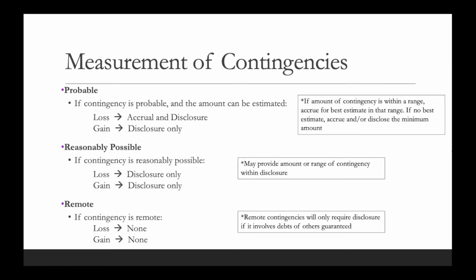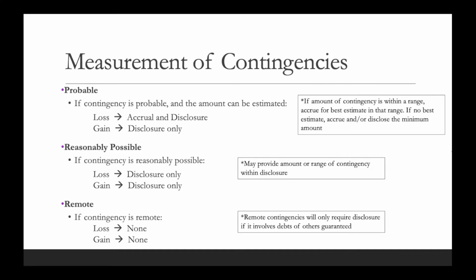So there's three significant types of measurements of contingencies within accounting. You can either have probable, reasonably possible, or remote. So starting off with the first one, probable: if a contingency is probable and the amount can be estimated, for a loss contingency, you would provide an accrual and a disclosure. However, for a gain contingency, you would provide a disclosure only.